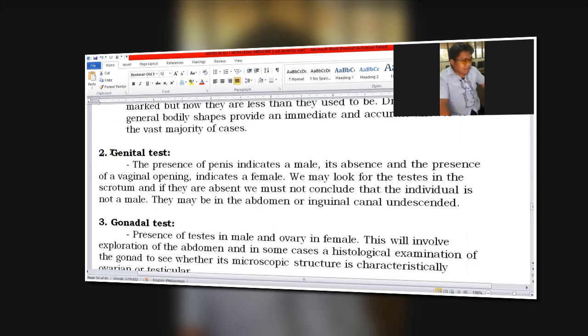No? Yung isa naman is genital test. Yan. The presence of penis, genital. Yung isa gonadal. Yung isa genital. So, the presence of penis indicates that you are a boy, and its absence and the presence of vaginal opening indicates that you are a female. We may look for the testes in the scrotum, and if they are absent, we must not conclude that the individual is not a male. They may be in the abdomen or inguinal canal, undescended. Yan, baka nakatago lang yan.